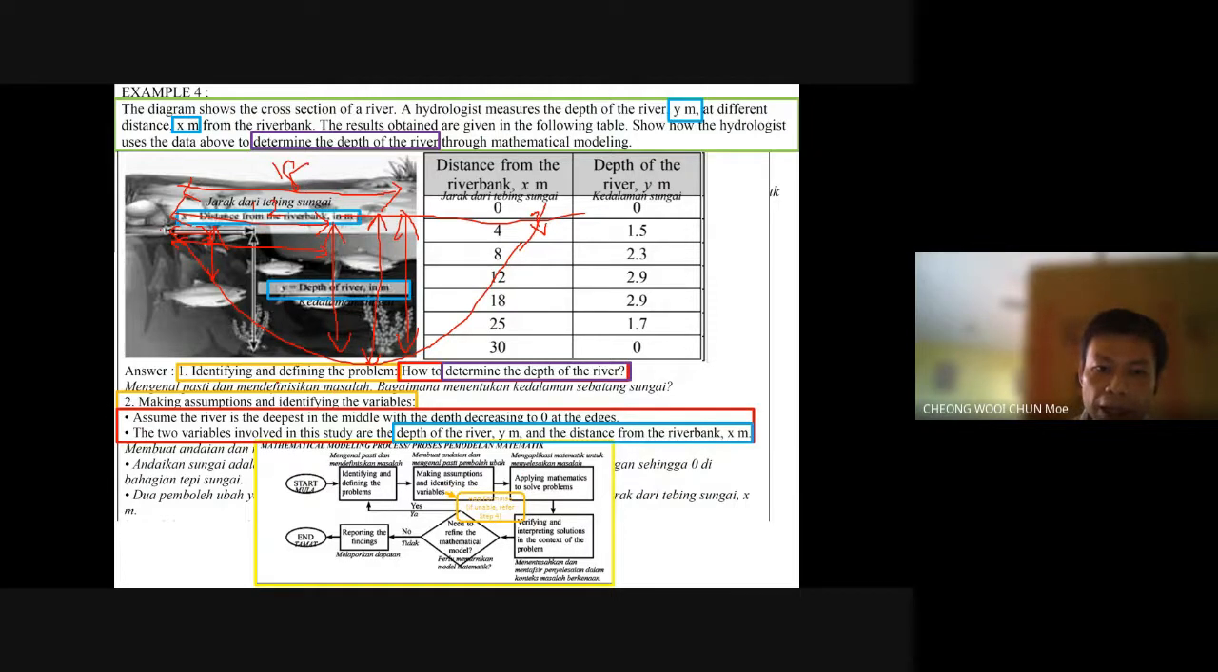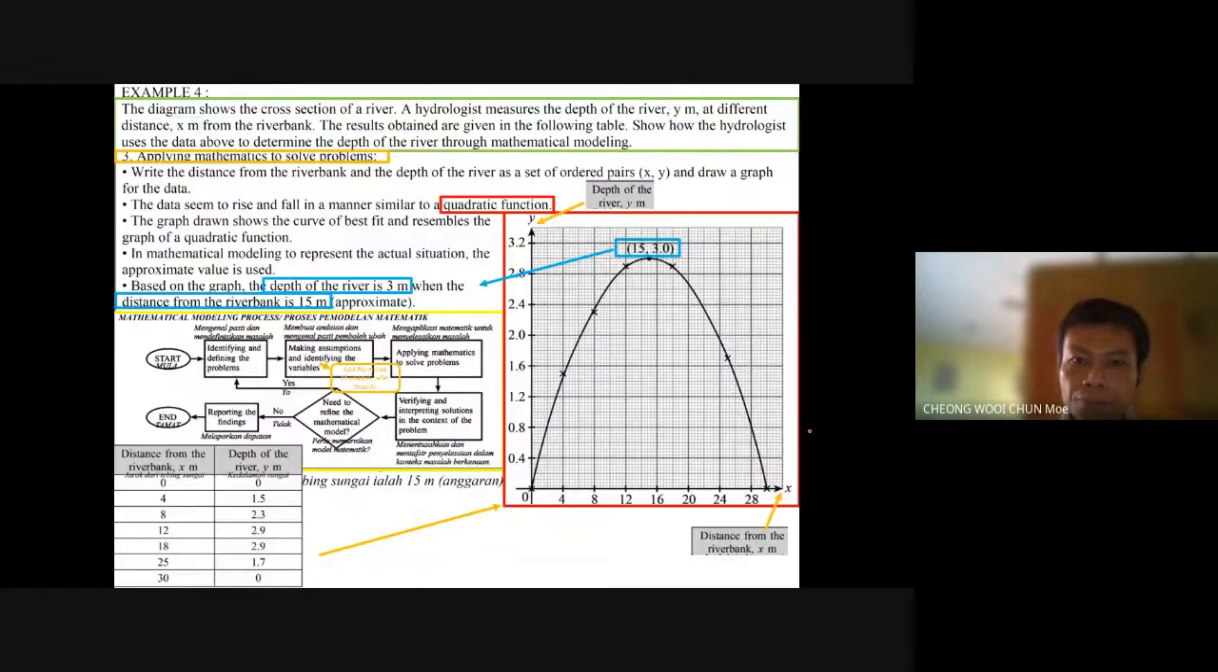Then after that, identifying the variables. So the two variables involved in this study are the depth of the river y and the distance from the riverbank x. Okay, this now is from the table. The table is here, at the bottom here. Okay, so after step one, you look at step two. After step two, now, because we can't add a formula, because it's given the table, that means from the table, we need to create a formula.